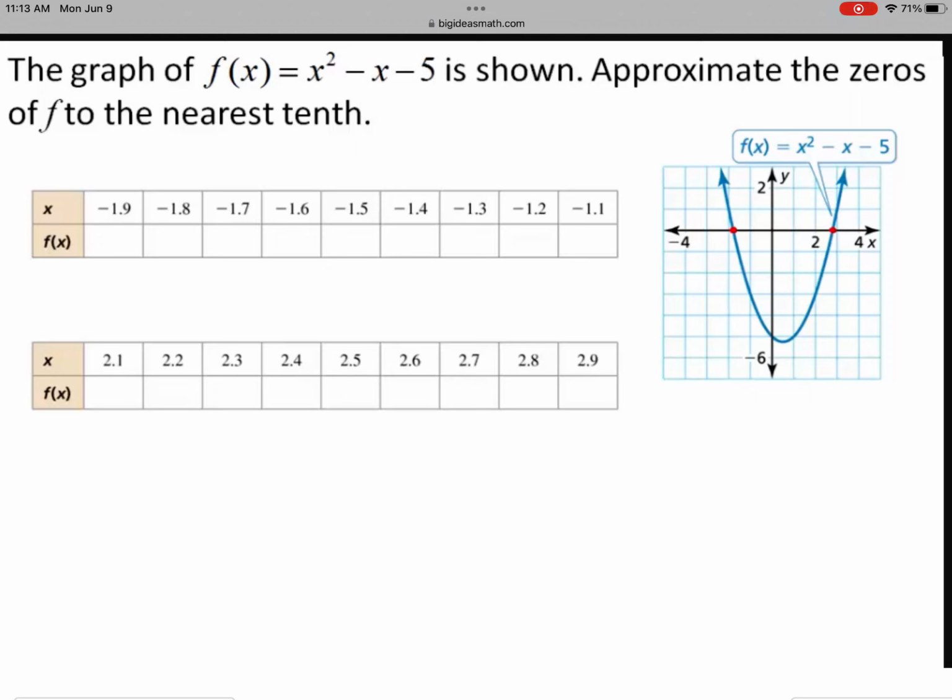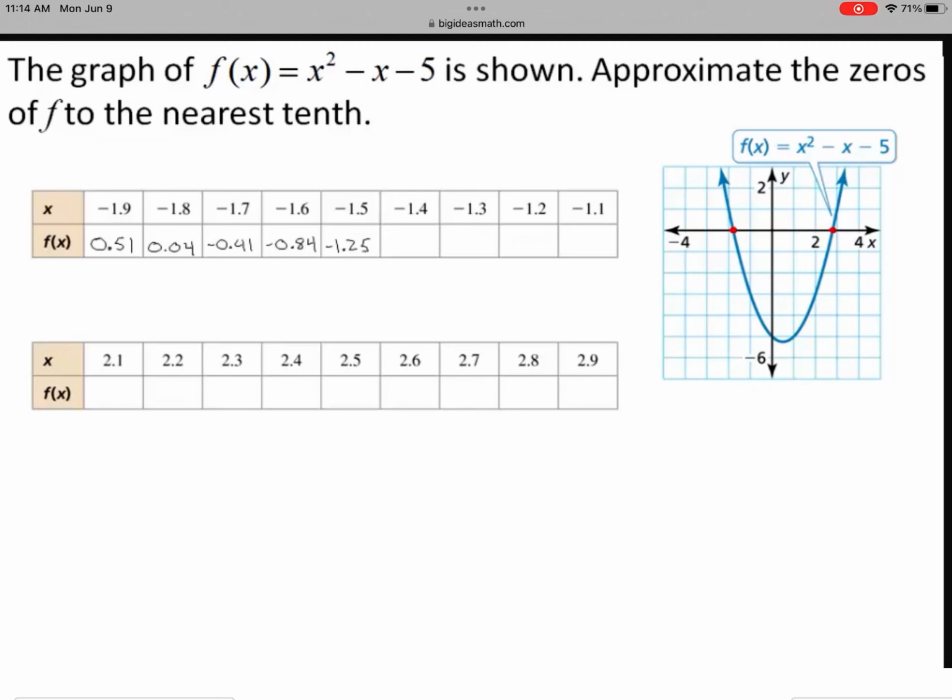When x is -1 and 9/10, f of x is 50/100ths. When x is -1 and 8/10, f of x is 4/100ths. When x is -1 and 7/10, f of x is -40/100ths. When x is -1 and 6/10, f of x is -84/100ths. When x is -1 and 5/10, f of x is -1 and 25/100ths.